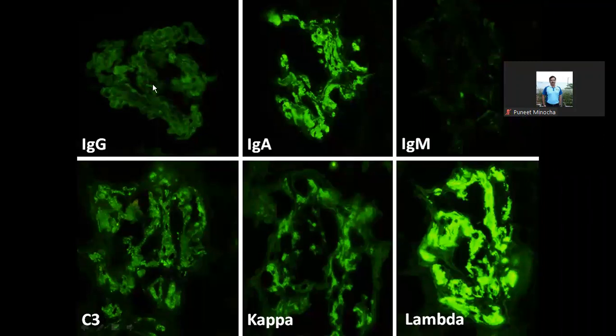When you do immunofluorescence, you see that IgG is negative, IgA is 3+, IgM is negative, C3 is 1+, kappa is 1+, and lambda is 3+. This is a very classical example of IgA nephropathy. You have to remember that IgA nephropathy will show, the majority of times, more lambda staining as compared to kappa. That doesn't mean that we are dealing with some kind of monoclonal pathology. It is a very common phenomenon in primary IgA nephropathy, where lambda staining will be more as compared to kappa.